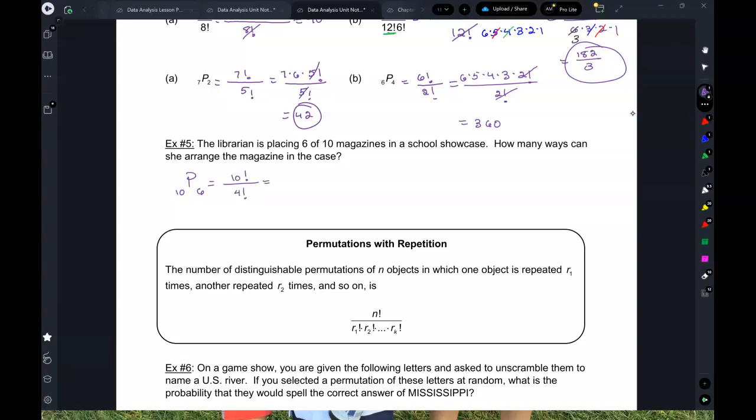4 factorial. So 10 times 9 times 8 times 7 times 6 times 5 times 4 factorial over 4 factorial. Now, rest assured, you are going to have your calculator with you on these, but if I say show work, I want to see you showing work like this. So when you put it in your calculator, guess how many possibilities there are, guys? 151,200 possibilities.